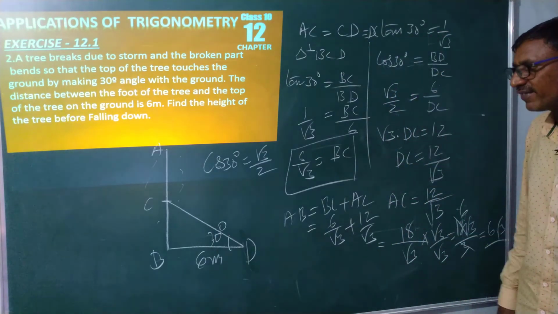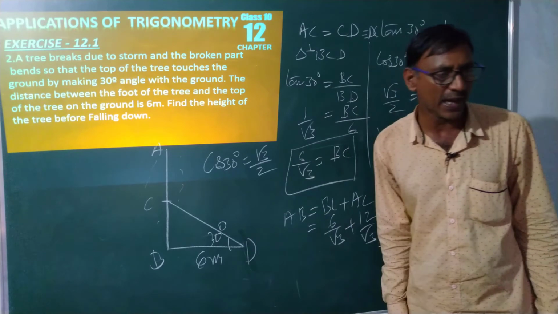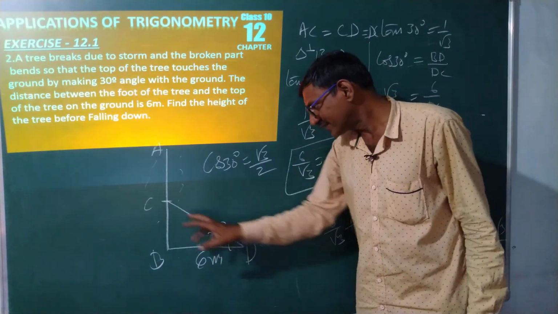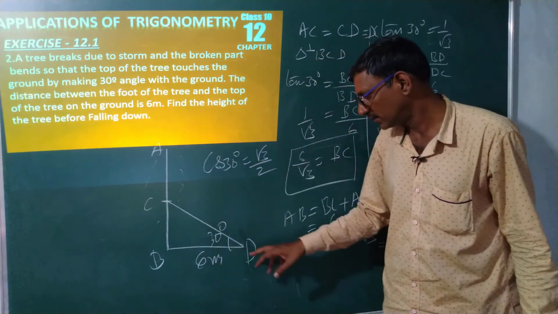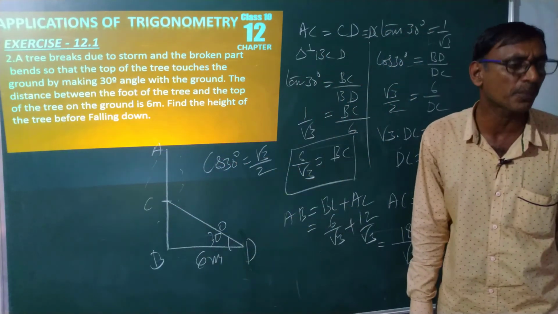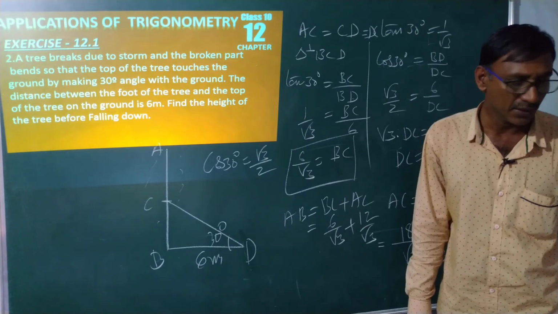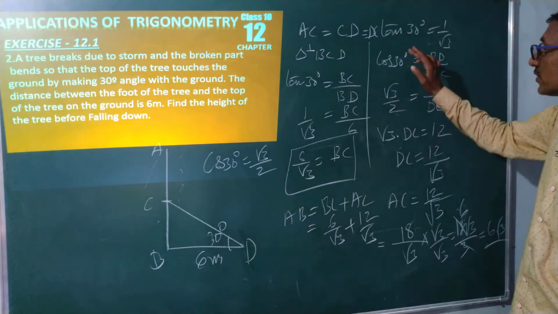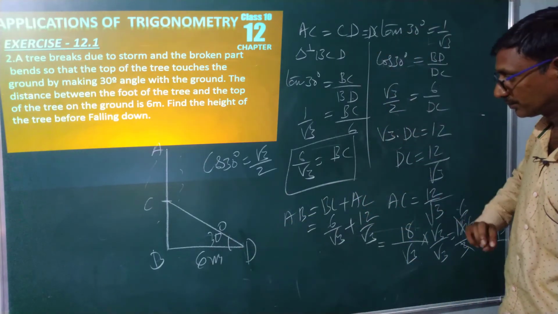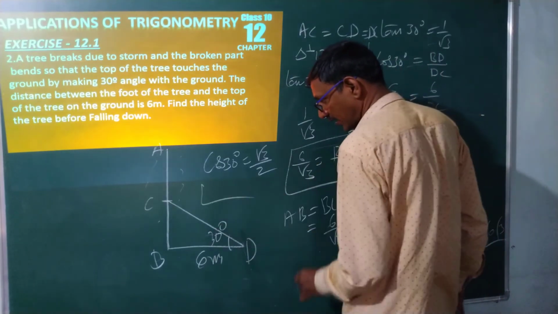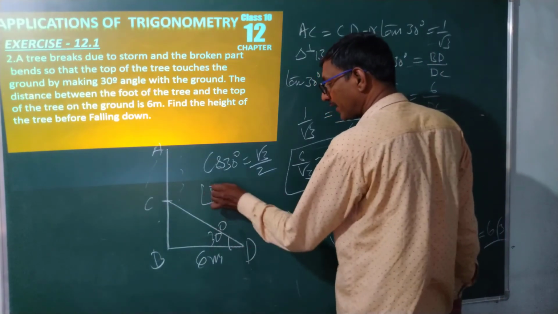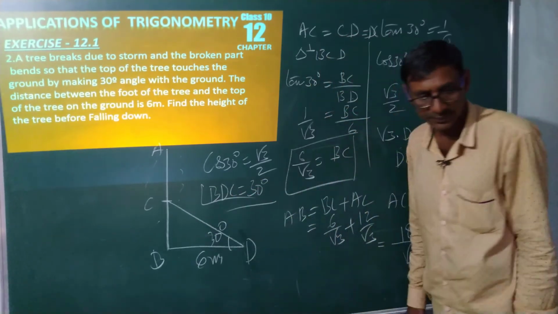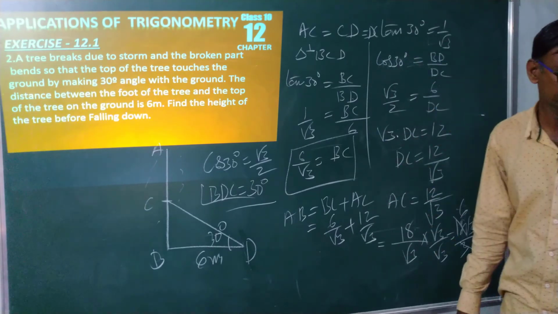But we need to write everything. First you should write what AB is. AB is the height of the tree. And CD is equal to AC, which is the broken part of the tree. You should write all these things. And this is my angle, you should write it down somewhere. Here you should write down that angle BDC is equal to 30 degrees. And then you start doing the problem. Clear?